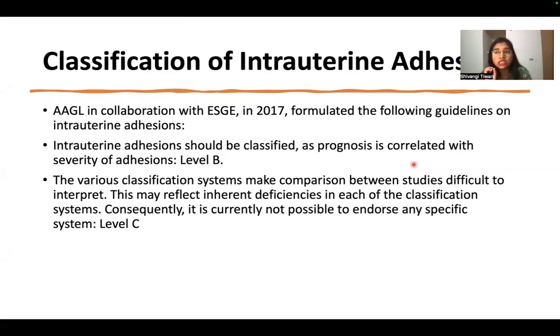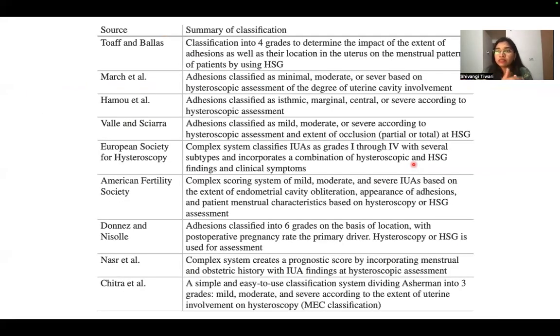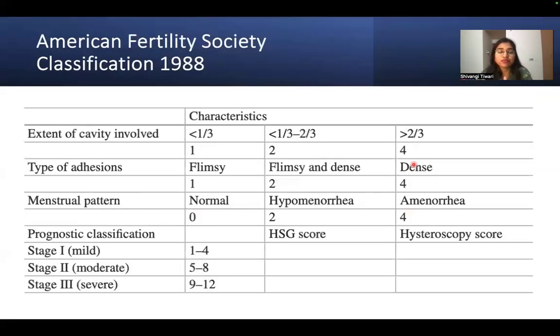Level C. So there are so many classification systems for intrauterine adhesions that it's not like we are going to use one particular classification system. But see, this many classification systems are there for intrauterine adhesions, so most commonly what we are using, that only we'll discuss. First, most commonly used is the American AFS classification 1988, and this is based on extent of cavity involved, type of adhesions, and menstrual pattern.